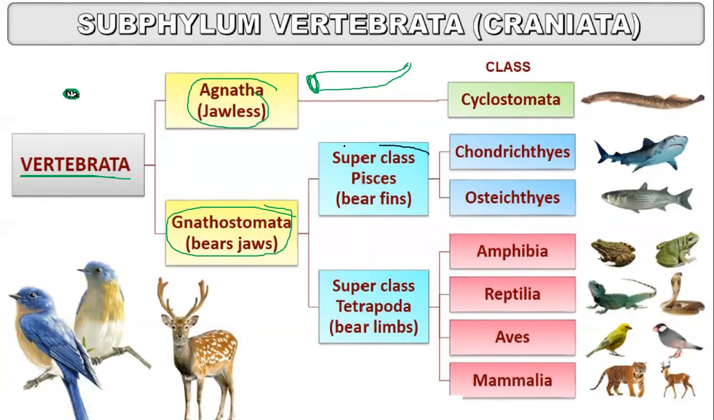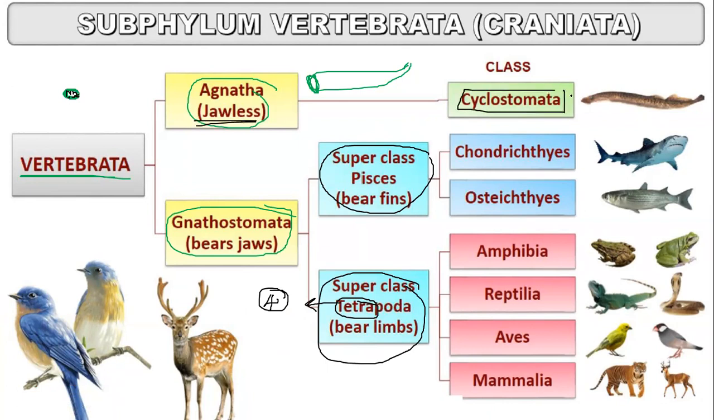Gnathostomata is divided into superclass Pisces that bears fins and superclass Tetrapoda that bears limbs. What do you mean by Tetrapoda? Tetrapoda means four limbs or four structures. Agnatha, which is a jawless organism, is divided into class Cyclostomata.